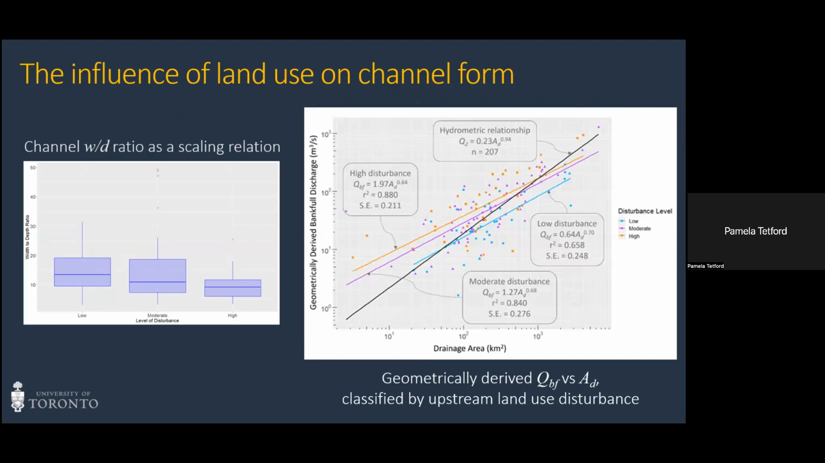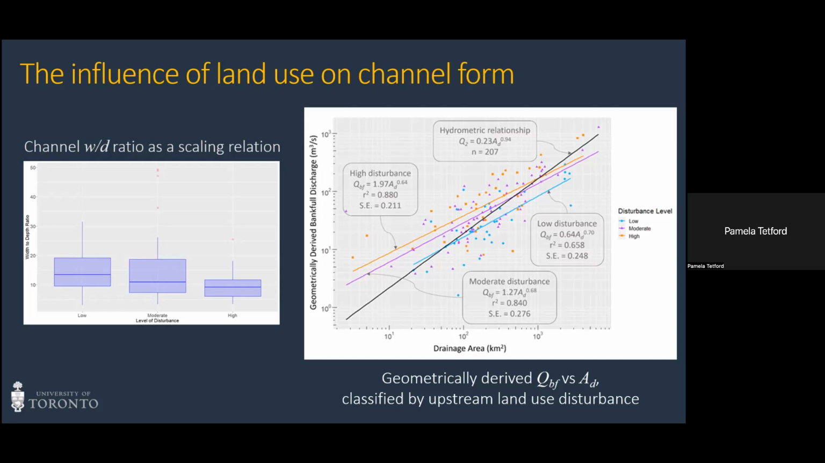So when we factored in land use, we looked at the width to depth ratios. A channel's width to depth ratio is often considered as a scaling relation when you're looking at a channel's cross-sectional form, because it quantifies the relative erodibility of channel banks versus the channel beds. The graph on the left shows the width to depth versus the level of disturbance. So we're looking at urbanization and tilled agriculture combined in Southern Ontario as your key disturbance types.